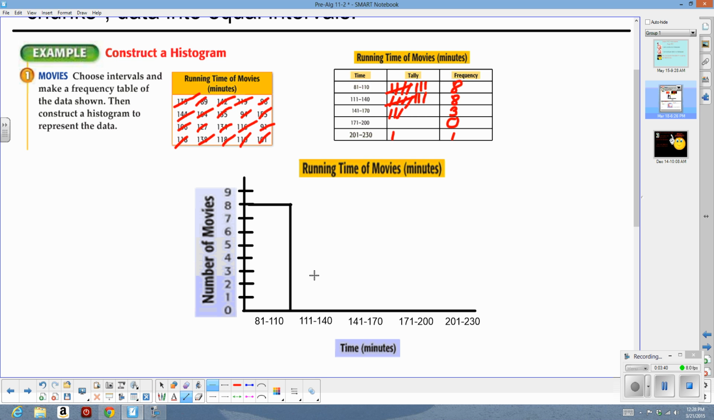Our next bar is going to go right next to that one. It's actually going to touch that one, and that one is also going to go up to 8. Our next bar was for the 141 to 170, and that's going to go up to 3. And then 171 to 200, there weren't any there, so we're going to leave that one flat. And then there was 1 from 201 to 230. So there's our histogram. The bars are wide and touch, and you need to have equal intervals, and make sure to remember a title and labels.